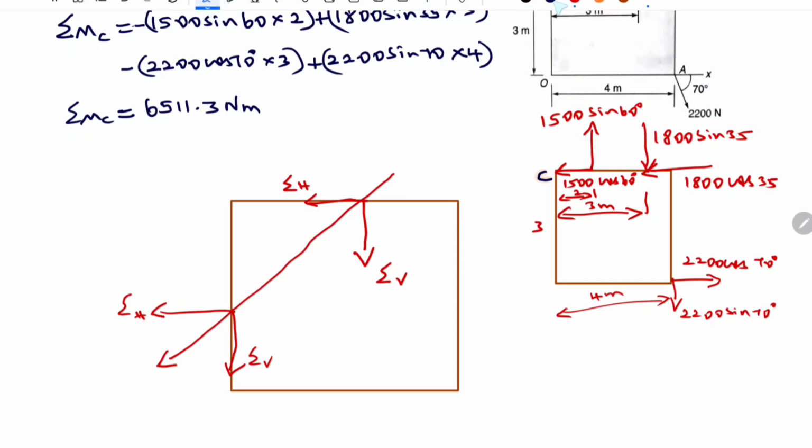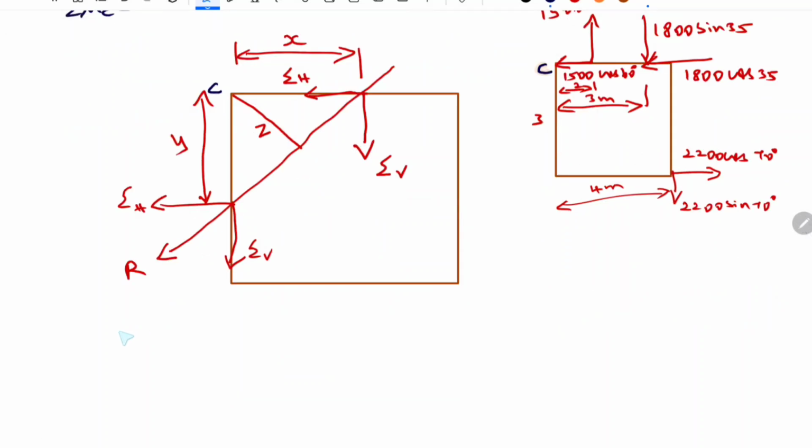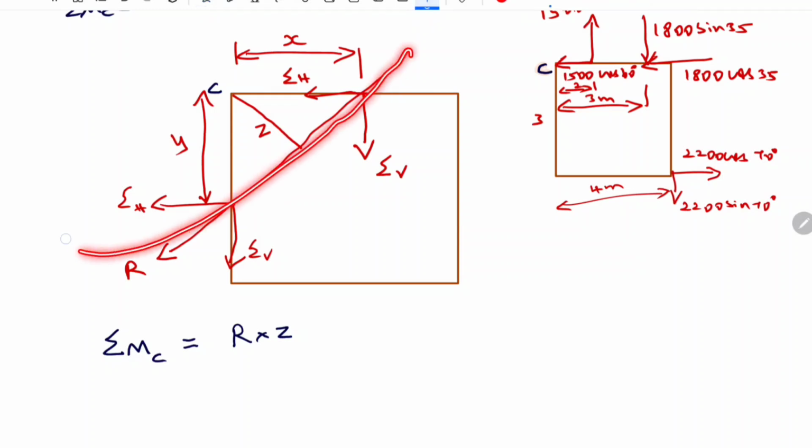Okay, fine. So let us fix the point C here. The perpendicular distance is actually Z. The horizontal distance, I am considering it as X, and the vertical distance, I am considering it as Y. Now, as per Varignon's theorem, the summation of moment about point C is equal to the magnitude of the resultant into the perpendicular distance. This is the first distance Z. So here you can see that the R is acting in the clockwise direction, so it is considered as positive. So it is plus R into Z.